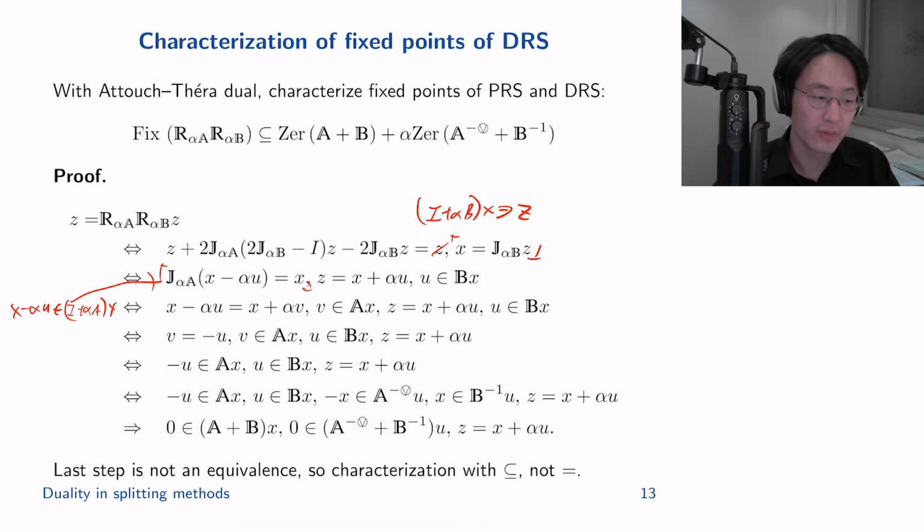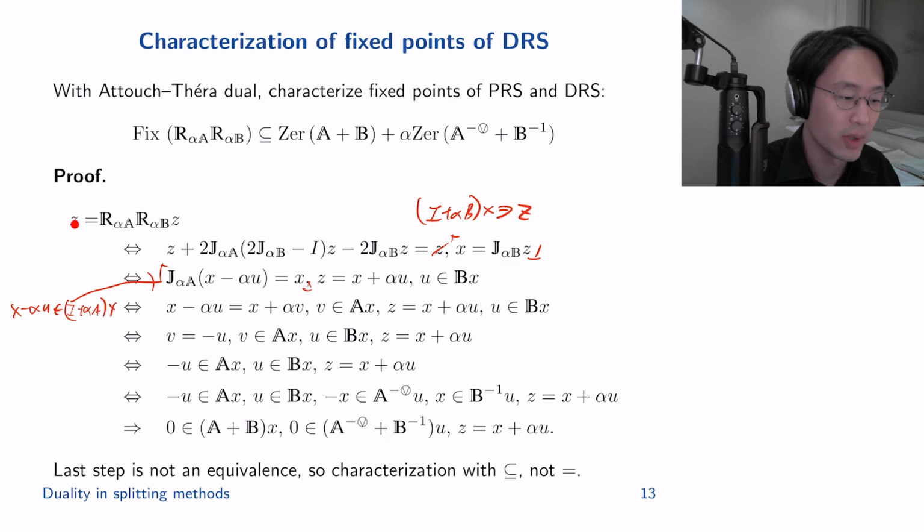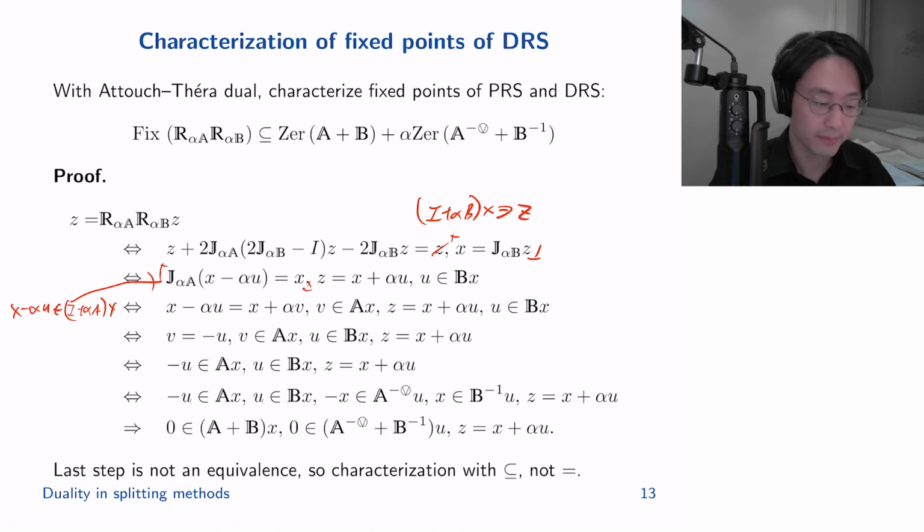So what we have proved is that if we start with a fixed point, an element of this set, then this fixed point z necessarily can be decomposed as a primal solution plus alpha times a dual solution. So hence the fixed point set is contained in the primal solutions plus alpha times the set of dual solutions.